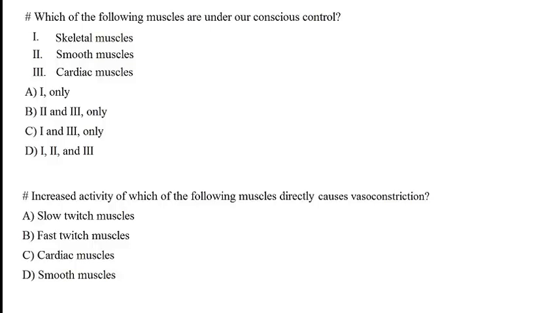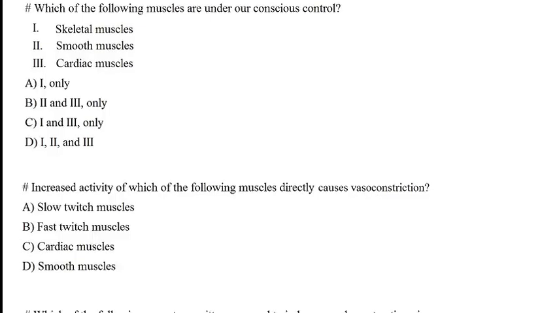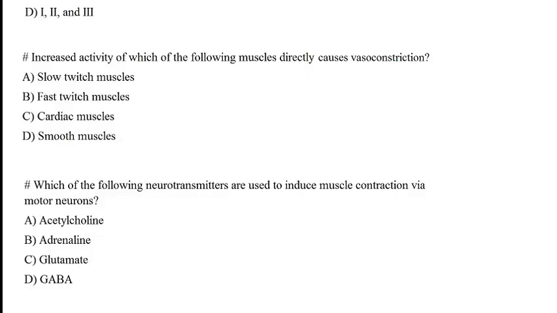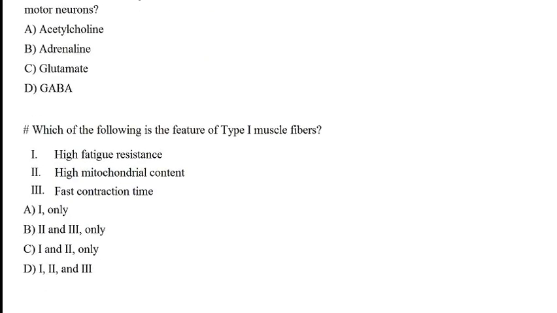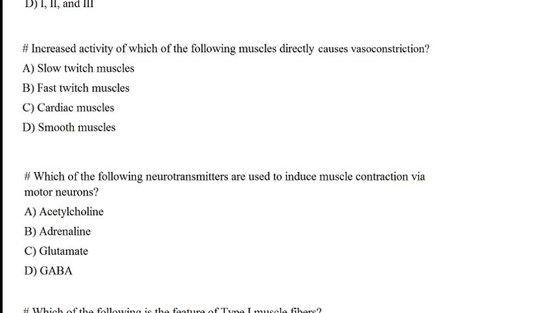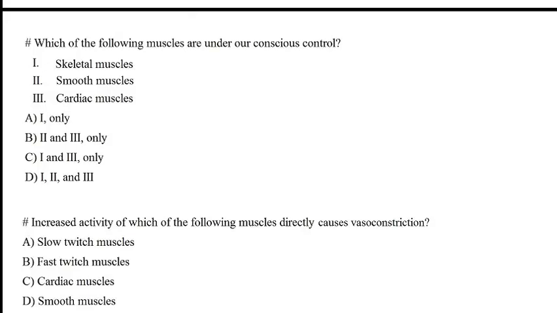Now let's go over some practice questions. I'm going to read these questions for you, and then you can pause the video to answer the questions, and when you're ready, then you can resume the video. So which of the following muscles are under our conscious control? The next question is, increased activity of which of the following muscles directly causes vasoconstriction? Which of the following neurotransmitters are used to induce muscle contraction via motor neurons? And then finally, which of the following is the feature of type 1 muscle fibers? All right, so answering these questions should be easy after this lecture.